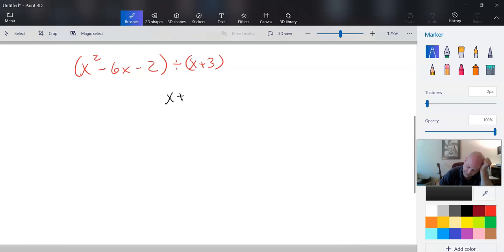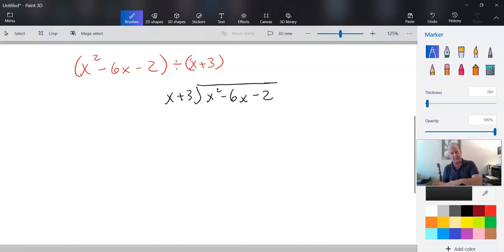So we have x plus 3, and we're going to divide that into x squared minus 6x minus 2. And you'll see what I'm talking about with the signs here, that you just want to change the sign as you go. It doesn't always change them all to negative. Sometimes it changes them to positive because you're subtracting a negative.